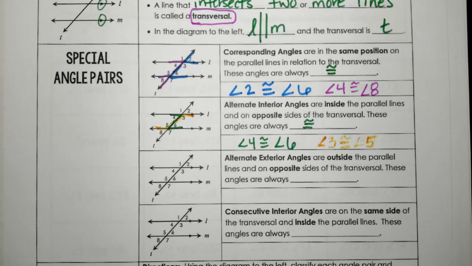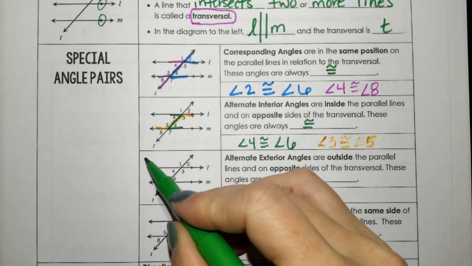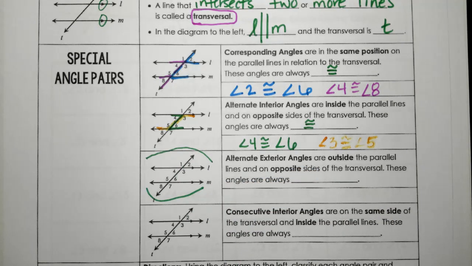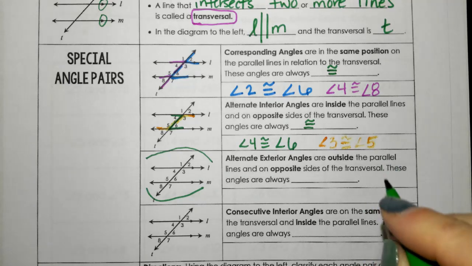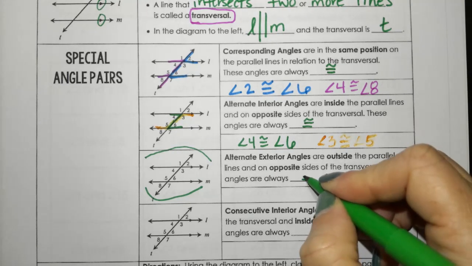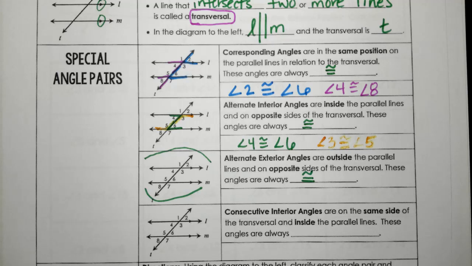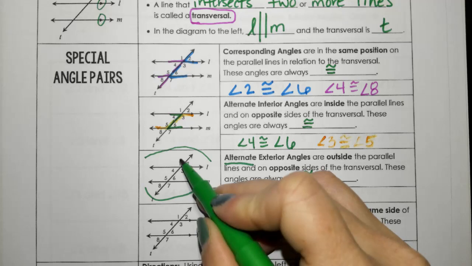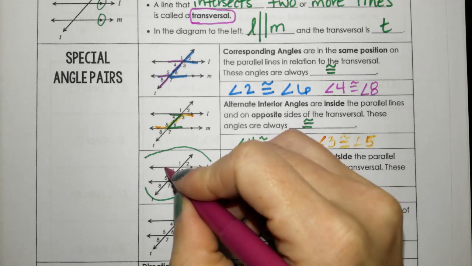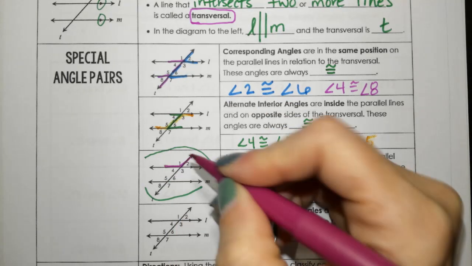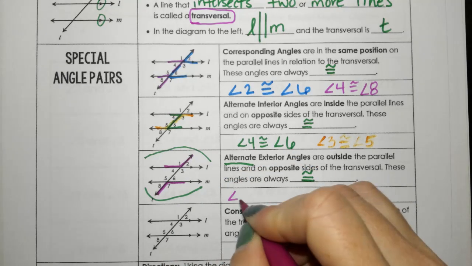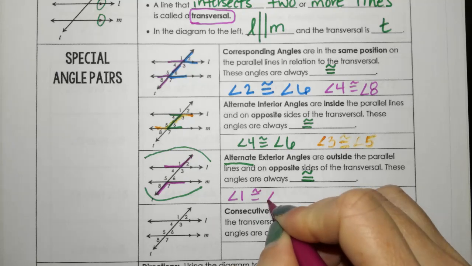Alternate exterior angles are angles outside the parallel lines. So on the outside. So think out here and out here, not on the inside. And opposite sides of the transversal. These angles are also always congruent. So that's easy enough to remember. So let's think about alternate exterior. So alternate means on opposite sides of the transversal. So angle 1 here and angle 7. So alternate exterior. So angle 1 would be congruent to angle 7.